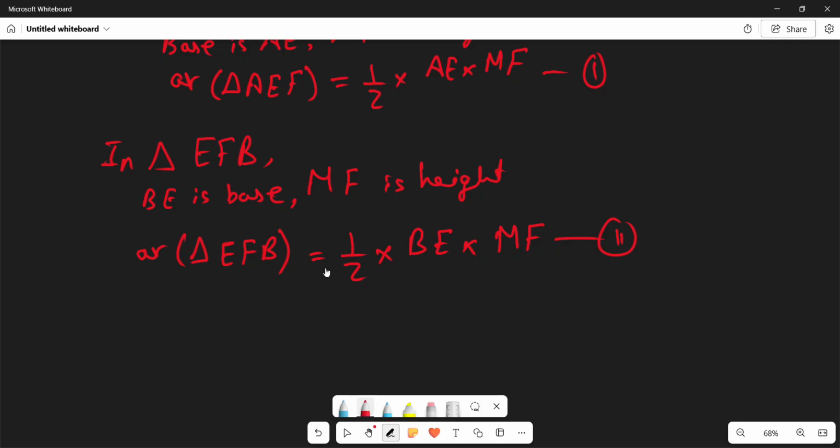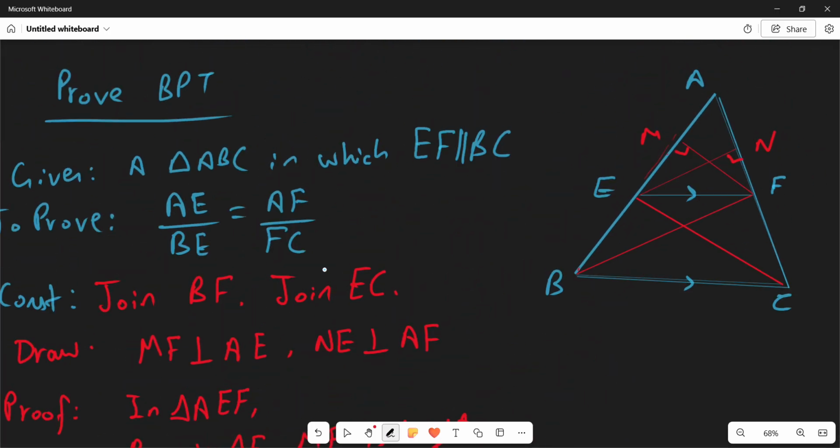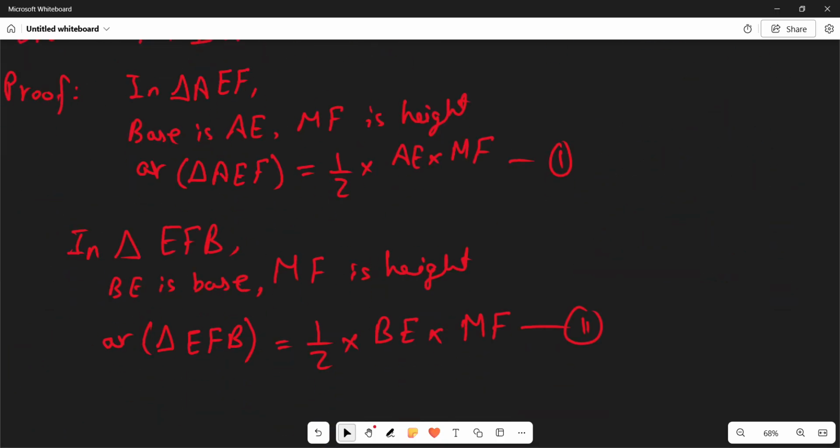Now moving on to the other side. The other side will also be dealt with the same way. We have to make an equation for the other side, AF and FC. This is how I'll be making the ratio the same way as I have done. But I haven't made the ratio, so let me make the ratio also.